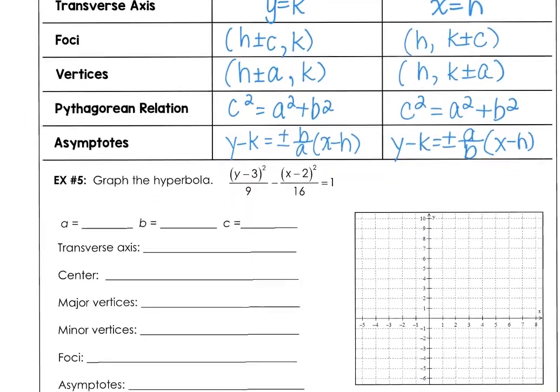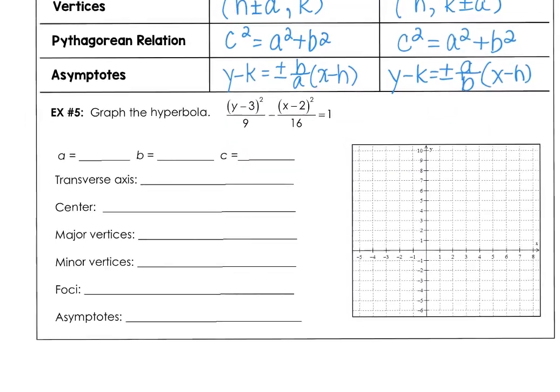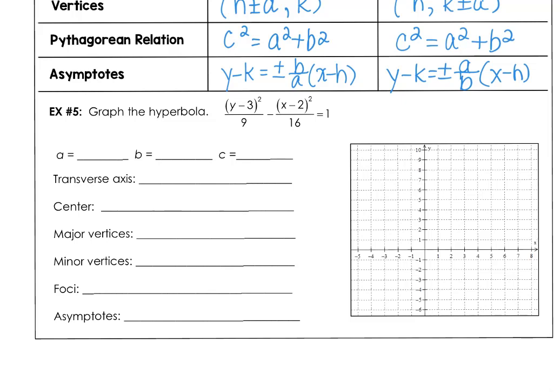All right, moving on to example 5, we want to graph the hyperbola, and notice that our first term is y, so our a value is 3 and our b value is 4. So we know a is 3, b is 4, and 9 plus 16 is 25, so the square root of 25 is 5. Since the y value is first, the a and the c are vertically oriented and the b is horizontally oriented. Our transverse axis is vertical.